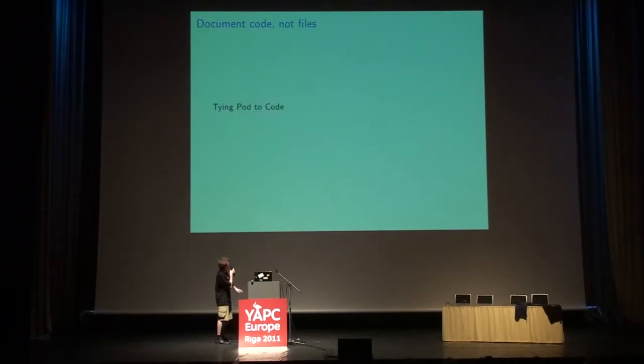We have more stuff. We can also document not the file as a whole, but the code in small pieces, so we are tying the documentation to the code we're writing. We can document classes, subroutines, methods, parameters, local variables, global variables, whatever with it. And we can do that now.